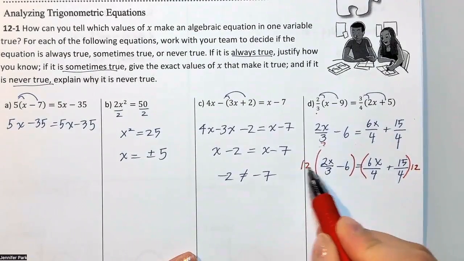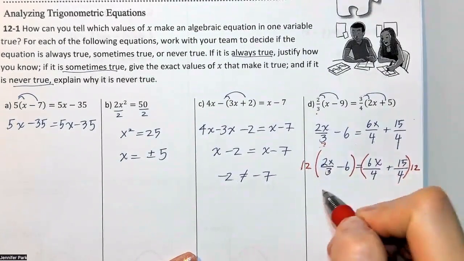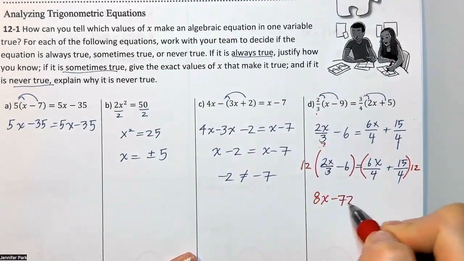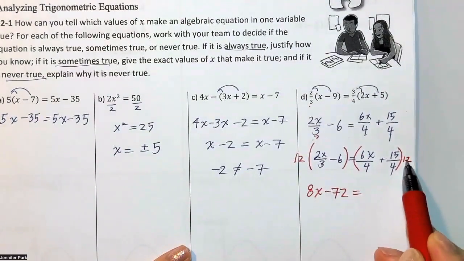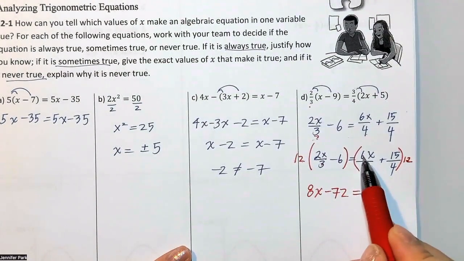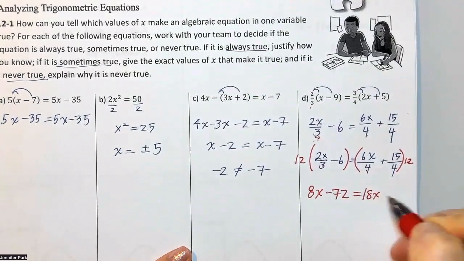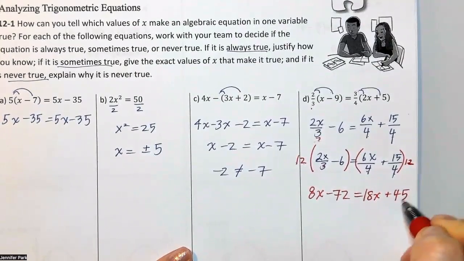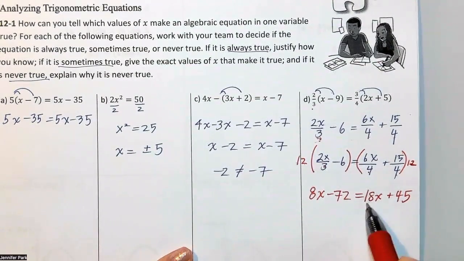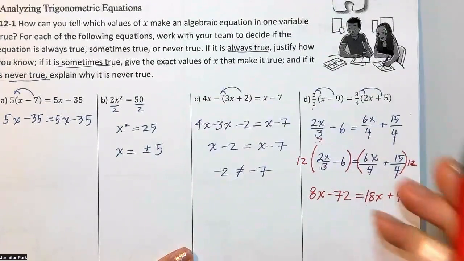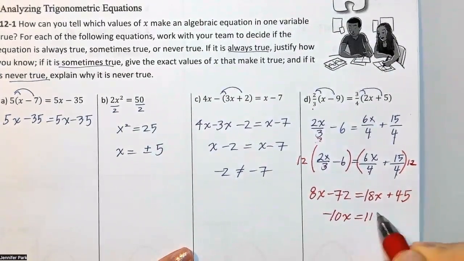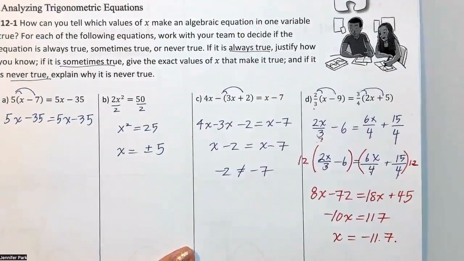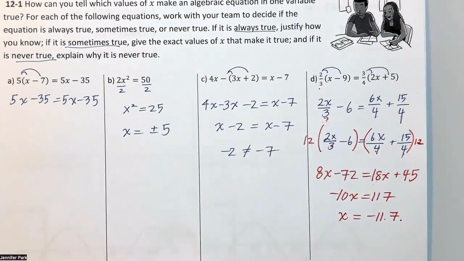And you're going to end up with 12 times 2, which is 24 divided by 3. That'll end up with 8 and x. 12 times -6, -72. And then here, 12 divided by 4 is 3, and then times 6x, 18x. The same thing, 12 divided by 4, 3, times 15, 45. And then I solve that equation, subtracting 18x both sides, adding 72 both sides. We get this, and then you divide by -10. Here is your x value. That's how you can solve that equation.